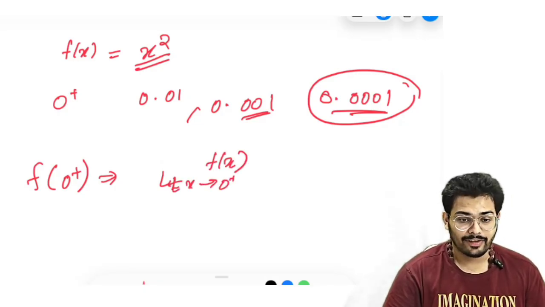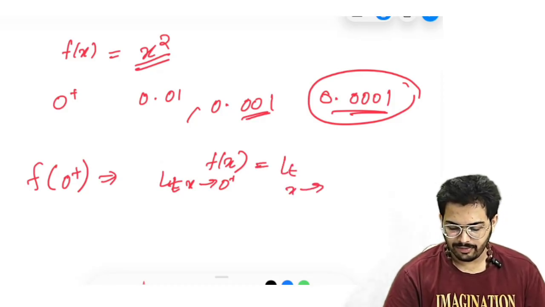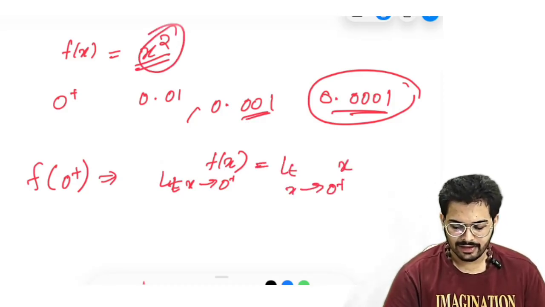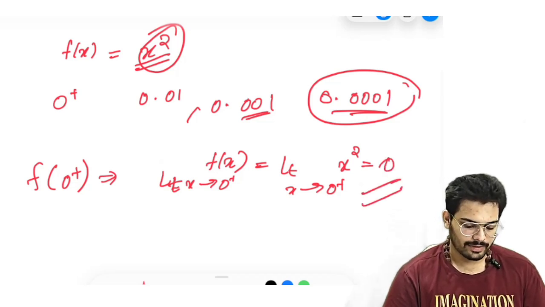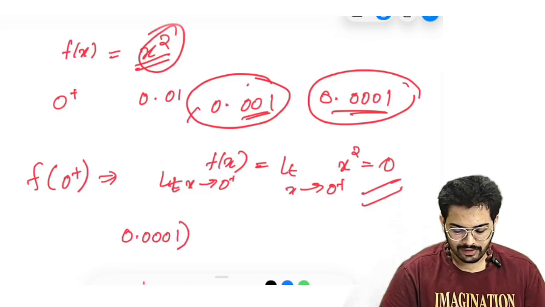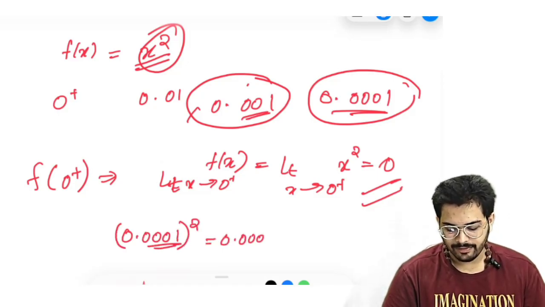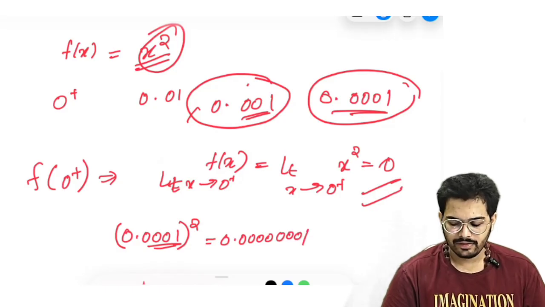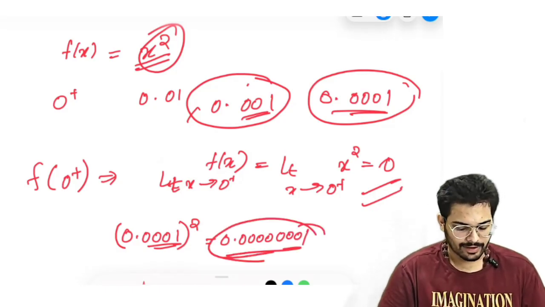What is the value of the function which is approaching? In that case, limit x is tending to 0 plus, our function is x square. The value of the function is approaching 0. That's all. Because here also, if the value is 0.0001, when you square it, it is 0.00000001. So this is approaching 0. That's the only thing we can find. That's the significance of having limit.